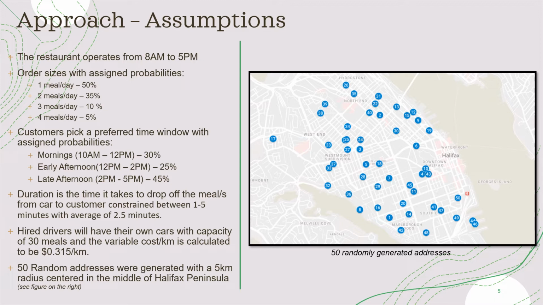There's also a duration factor, and that is the time it takes to drop off meals from the car to the customer or to the building. That is constrained to between 1 to 5 minutes with an average of 2.5 minutes. Hired drivers will have their own cars with a capacity of 30 meals, and the calculated variable cost is 0.315 per kilometer. Using Python code, we've generated 50 random addresses within a 5-kilometer radius centered in the middle of Halifax's peninsula, and that is on the right side graph.